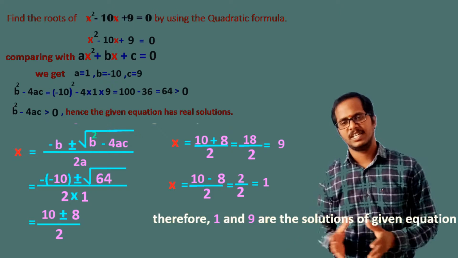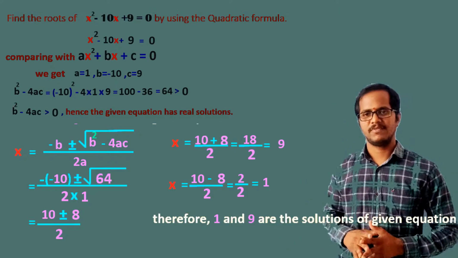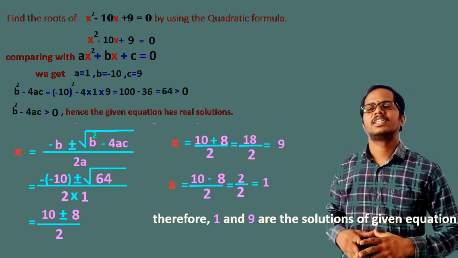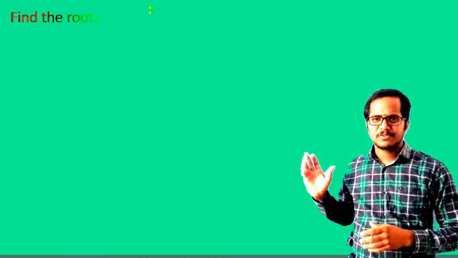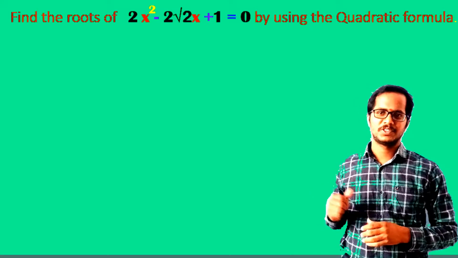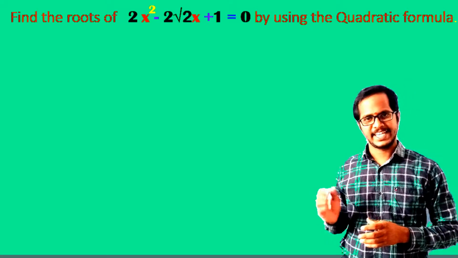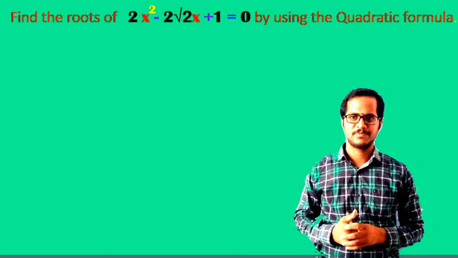So in this way, by using the quadratic formula, we can find the solutions of the given quadratic equation. Let us see one more example. Find the roots of the quadratic equation 2x square minus 2 into root 2 x plus 1 equals 0.